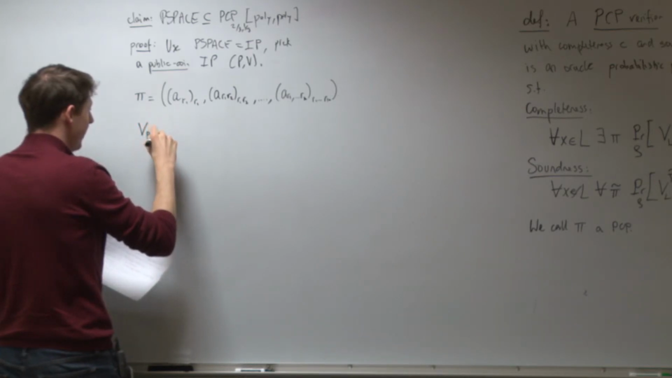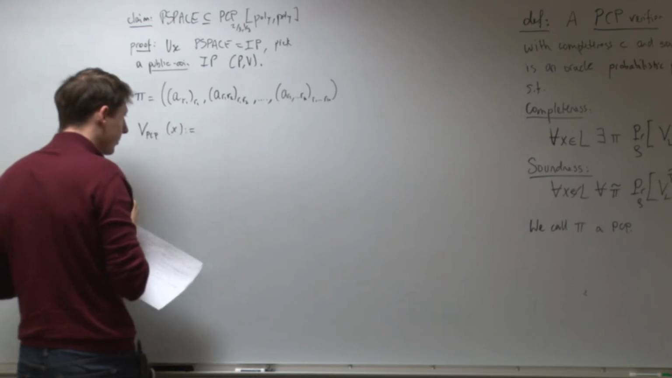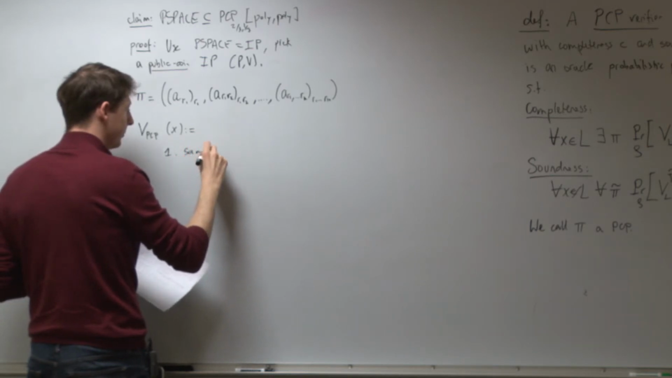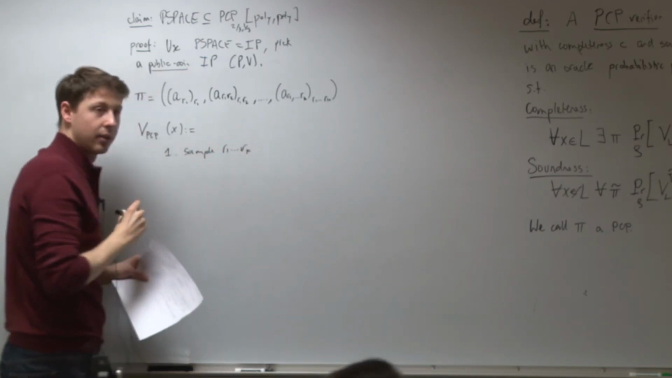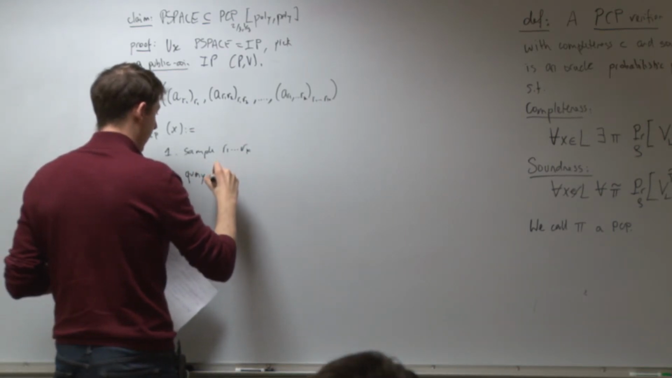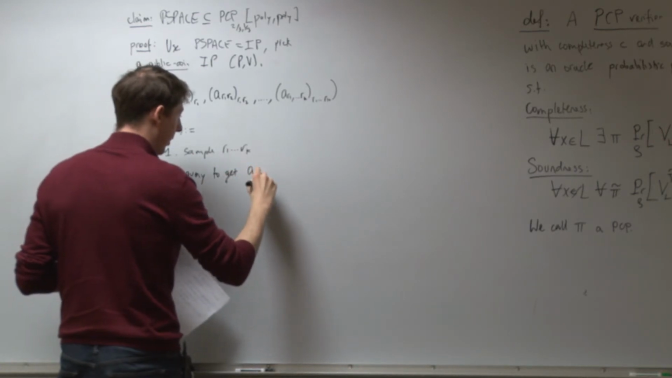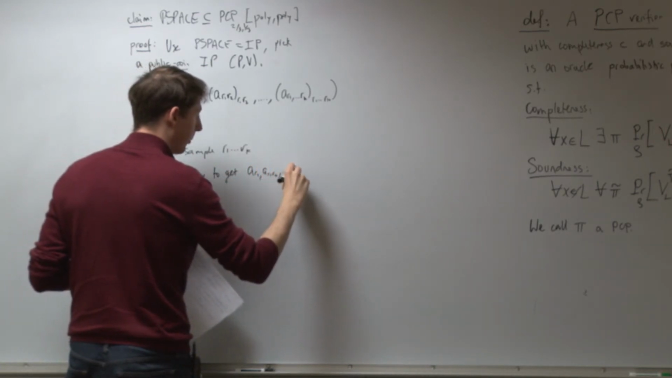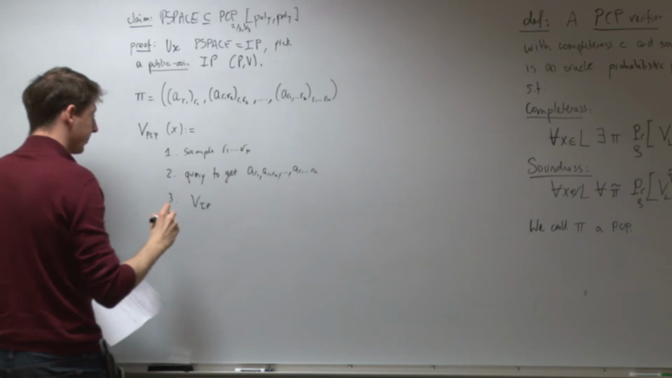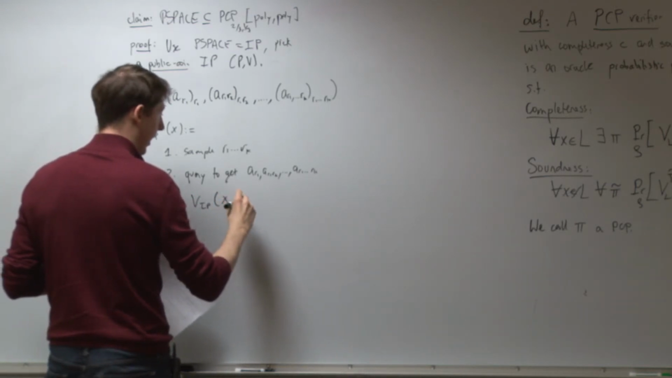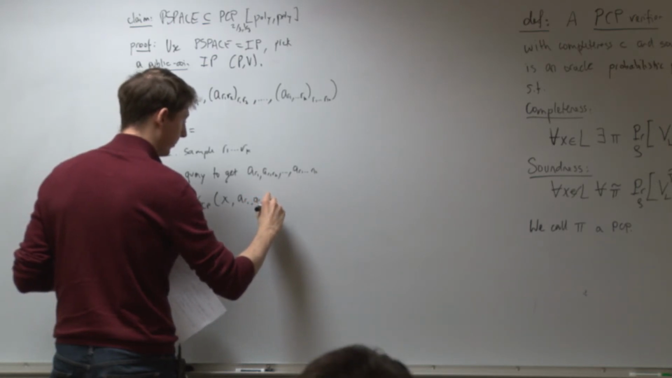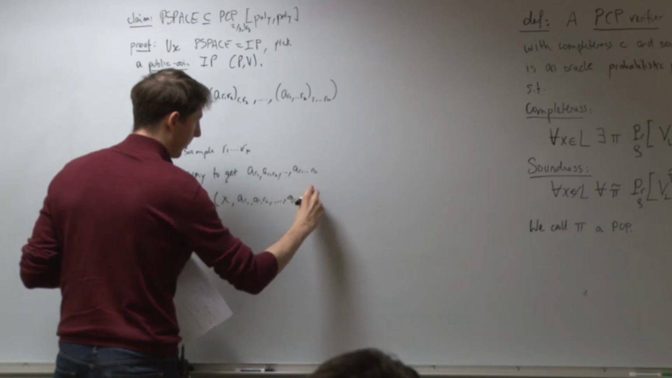And the verifier for the PCP, how will it work? It will sample R1 through RK. It will query to get A_R1, A_R1R2, up to A_R1 through RK. And then it will run V_IP on X and all these answers, and the same randomness that I used.